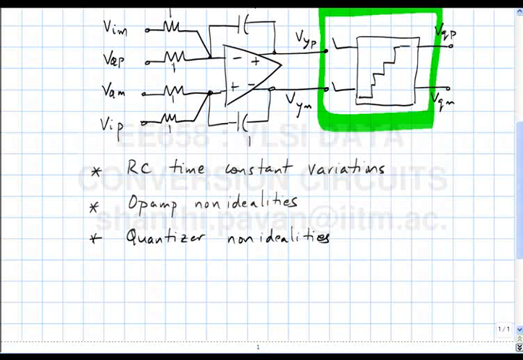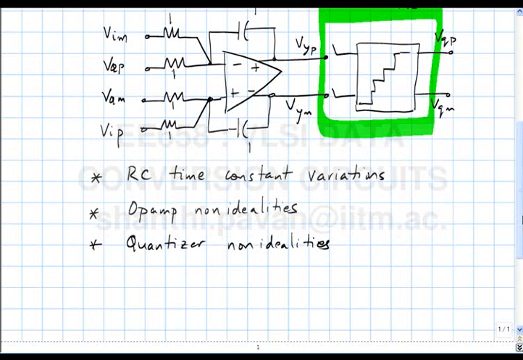Okay. So RC time constant variation. Let's attack the first guy. Try to understand what the problem is.